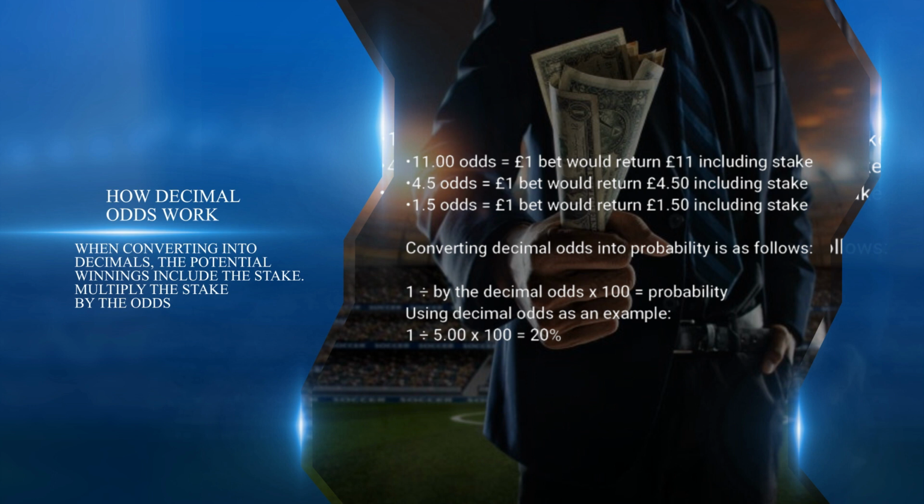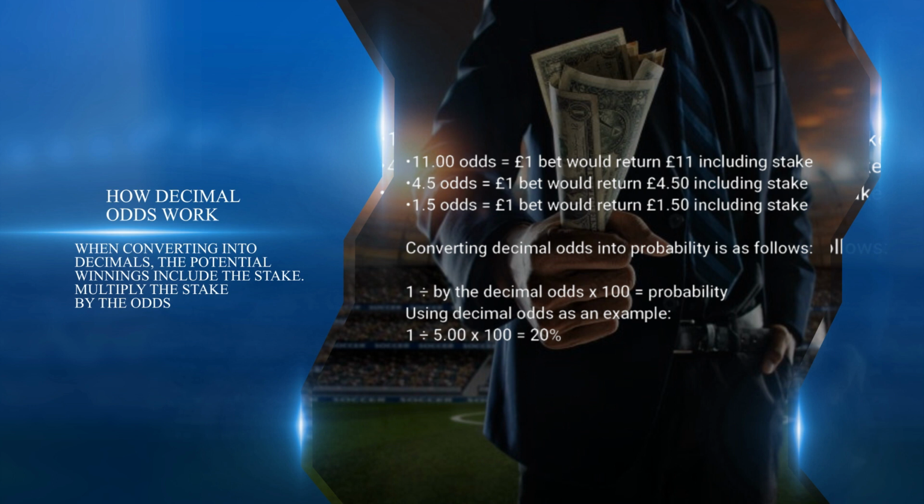A decimal 11.00 odds: £1 would return £11 including stake. 4.5 odds: a £1 bet would return £4.50 including stake. And decimal odds of 1.5: a £1 bet would return £1.50 including stake. The calculation for converting decimal odds into probability is as follows.